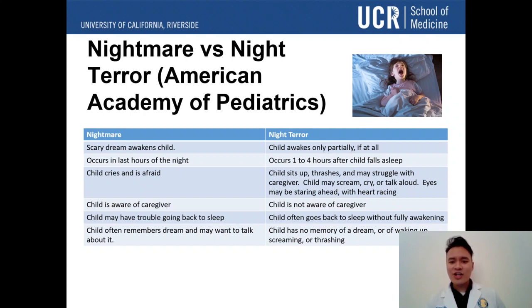And in this case, the child is not aware of the caregiver. Remember, they're only partially awake, so they're not really understanding that the dream is over, the nightmare is over, night terror, whatever. They're still kind of in that zone, okay? And oftentimes the child will go back to sleep without even awakening. The child won't even remember the dream or waking up screaming or thrashing. So if you mention it to them, they might be weirded out. They might not understand because they don't remember.